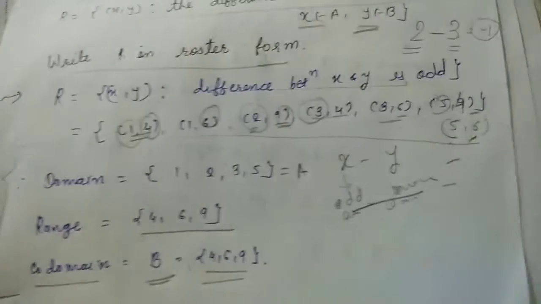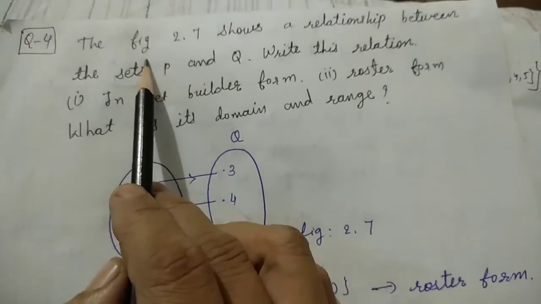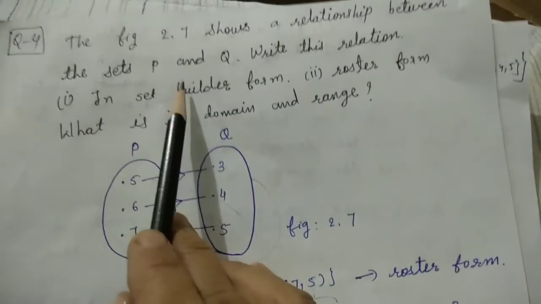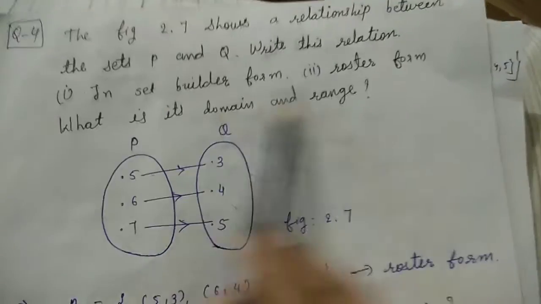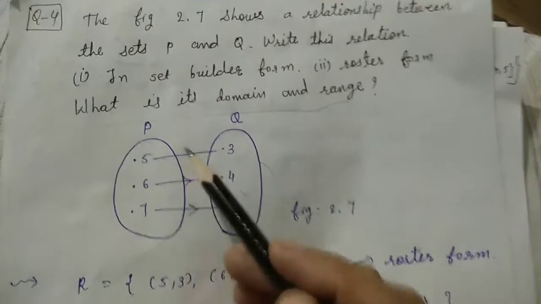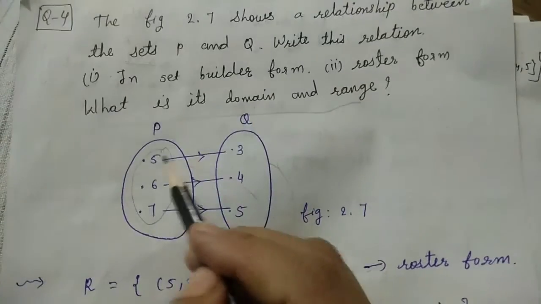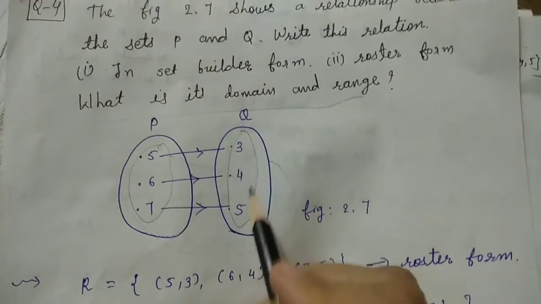Okay students, so this is your question number 3. Let me see the next question, question number 4. Here the question is: the figure 2.7 shows the relationship between the sets P and Q. Write the relation in set builder form and roster form. What is its domain and range? So the domain and range will be clear from here, student. The set of the first elements is known as the domain. So what will the domain be? 5, 6, 7. Range, the set of the second elements, that is 3, 4 and 5.